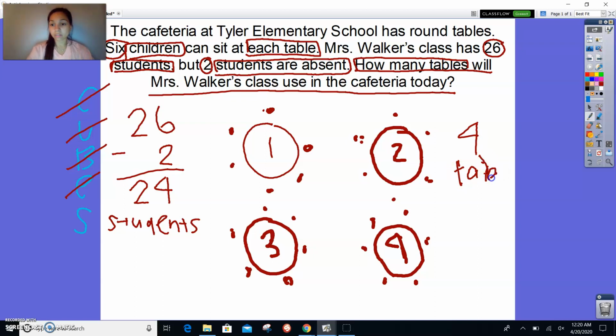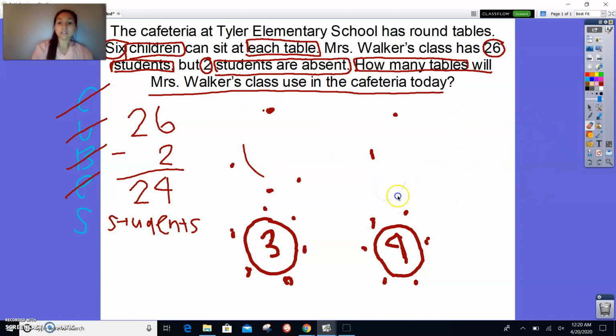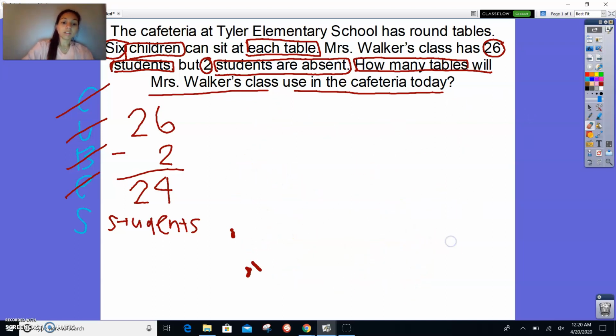This is not working very well, is it? That's super messy. I'm sorry, y'all. Okay? Another way that we could figure this out, if you wanted to, let me erase this work that we just did. It's fine. I'm not going to make a big deal about it. Okay. So another way that we can do this is, I know that I'm going to be dividing 24 by 6 kids because that's going to give me how many tables I need. So 24 divided by 6.